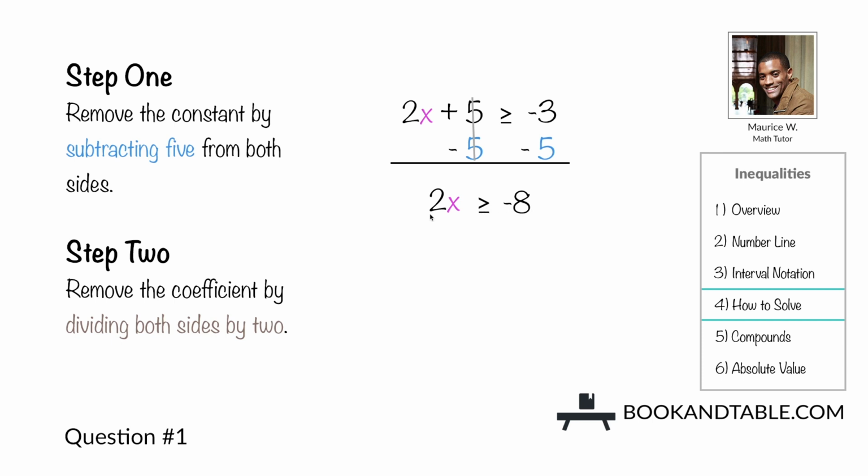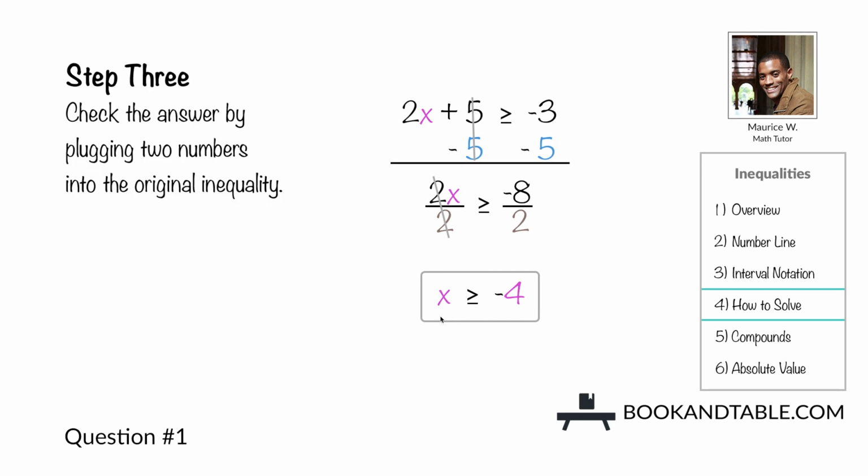Step 2, remove the coefficient 2 by dividing both sides by 2. When we do that, that leaves us with x on the left side. We're dividing by a positive number, so the symbol stays the same, which is greater than or equal to. Negative 8 divided by positive 2 leaves us with negative 4. So the answer that we get is x is greater than or equal to negative 4.